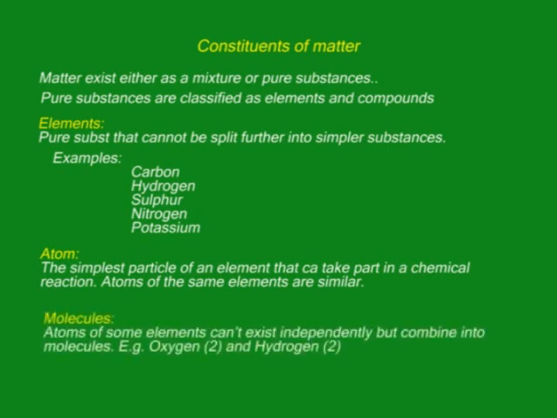Molecules. Some elements have atoms that cannot exist independently but combine together to form molecules. Examples are hydrogen and oxygen. Others, like sulfur, carbon, and so on, exist singly. A molecule is the smallest particle of an element or a compound that can exist separately.